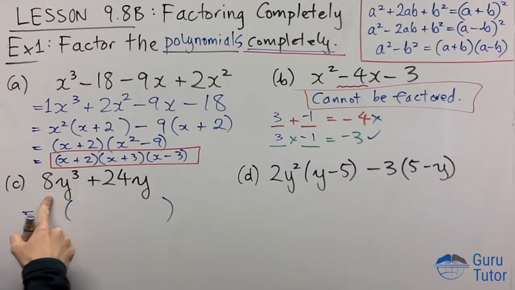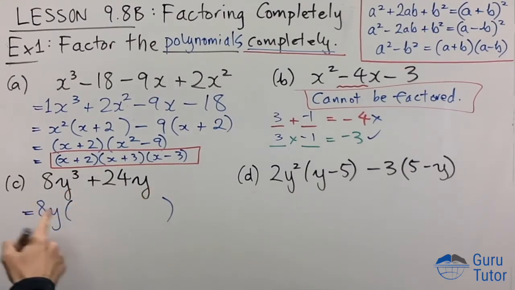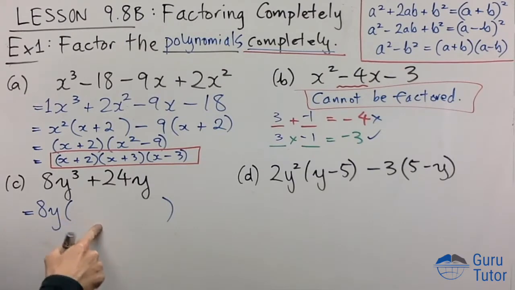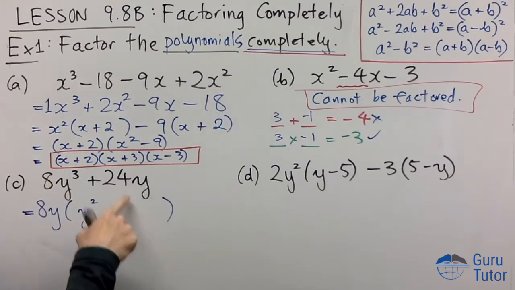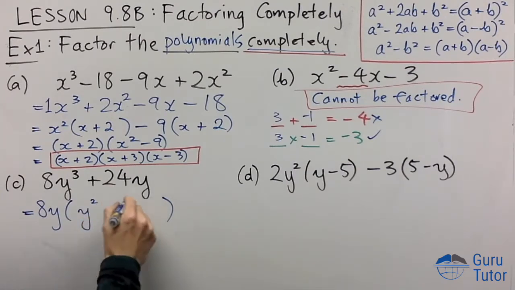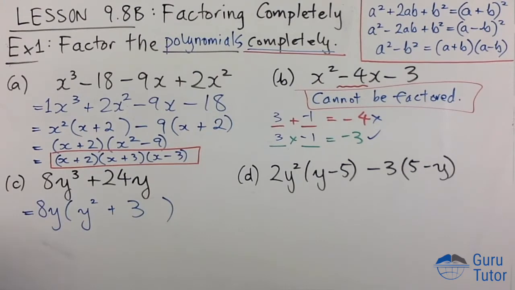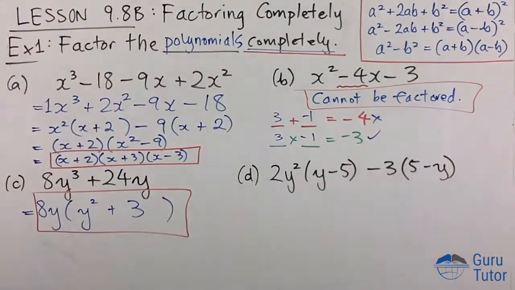What's common to both here? 8, 24, we can take out an 8. Oh, and we can take out a y. 8y times what gives 8y cubed? Well, that would be y squared. 8y times what gives 24? 8 times 3, 8 to 24, 3. Anything else? No, for C, that's it. Just a simple greatest common monomial factor. That's it.